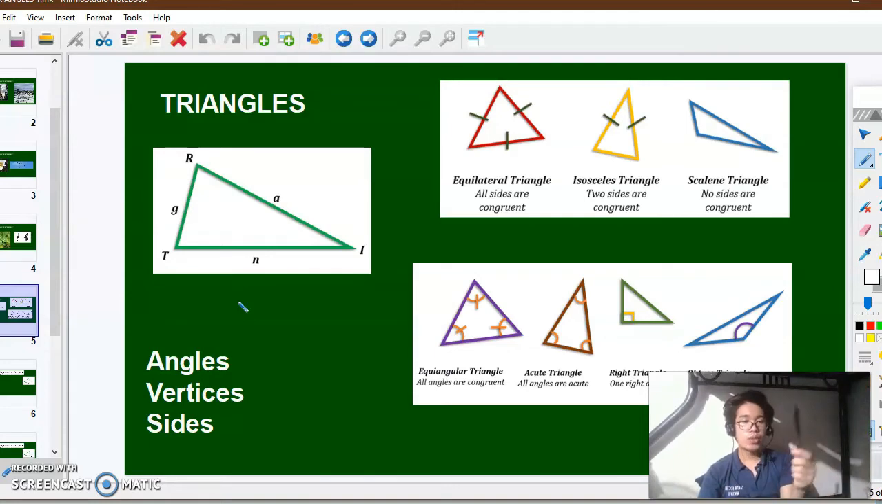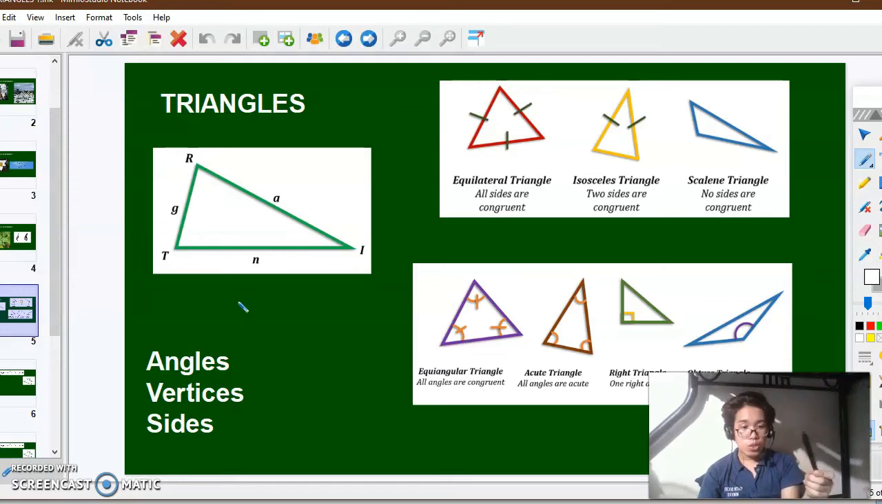Okay, so that's how we do it for triangles. That's how we name them. And then we have three triangles based on the measurements of their sides. So the first one is the equilateral triangle, the most common one, a regular polygon. The equilateral triangle has all sides that are congruent. So that means all of their sides are the same.